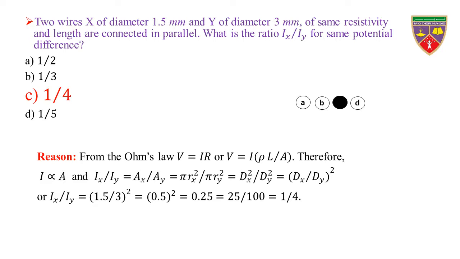Now putting the values of dx and dy, we have Ix divided by Iy is equal to 1.5 divided by 3 whole square, which is equal to 0.5 whole square, which is equal to 0.25, which is equal to 25 divided by 100, and we can write it as 1 by 4. Hence, the ratio Ix to Iy for same potential difference is 1 by 4.